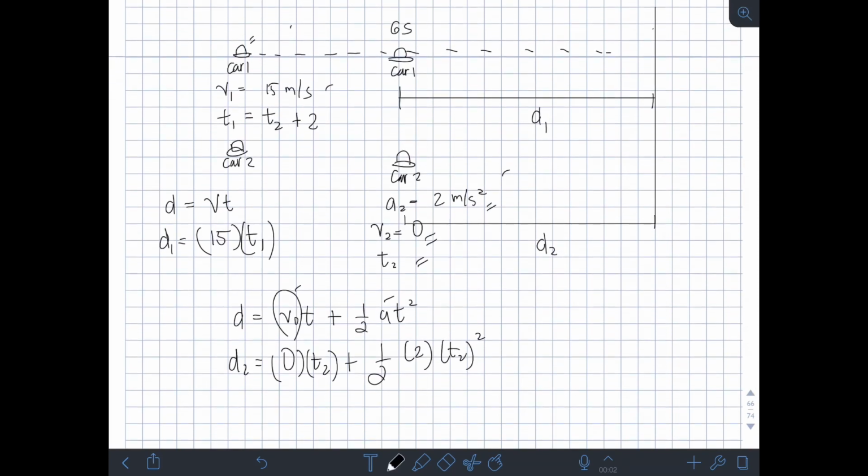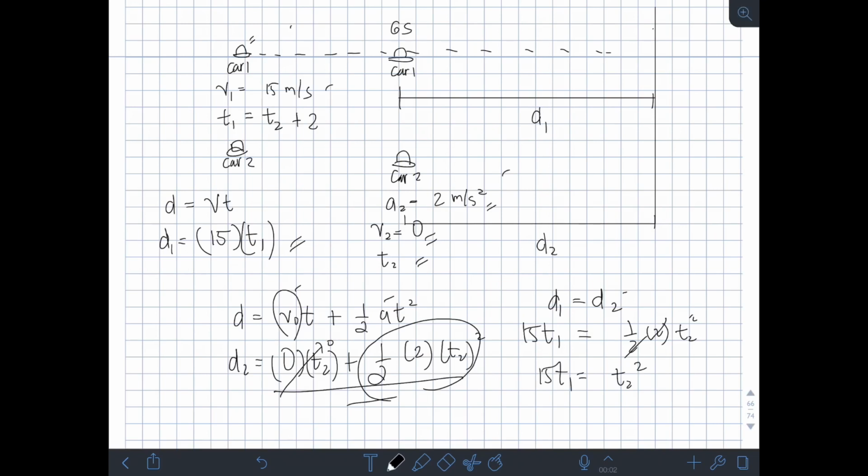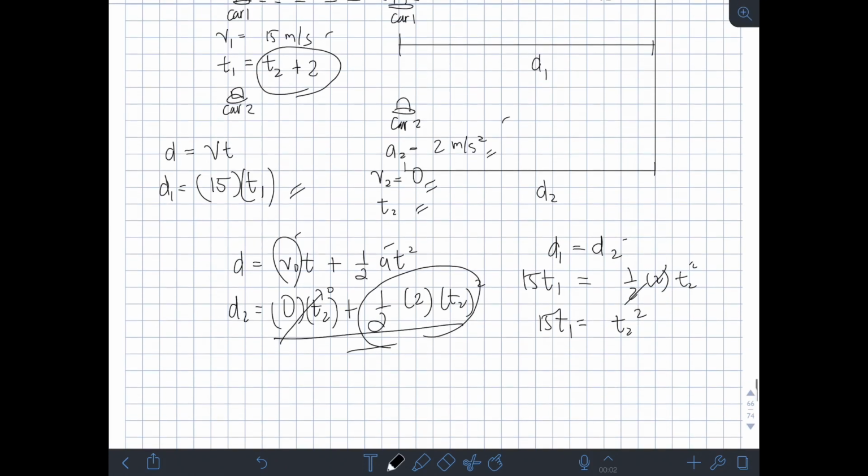Ngayon, sabi natin, para mag-overtake si car 2 sa car 1, D1 dapat equal sa D2. So, pag sinubstitute natin, we have D1 is 15T1 equal si D2 is what? Ito, right? So, 0 times dito parang cancel na. Natira lang ito. So, 1/2, 2 times T squared sub 2, right? Or cancel na to. So, magiging 15T1 is equal to T sub 2 square. Pero meron tayong relationship na T1 is equal to T2 plus 2, right?